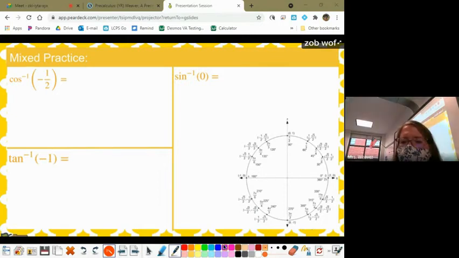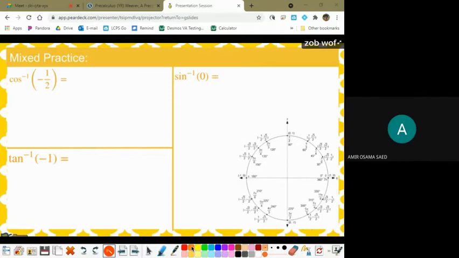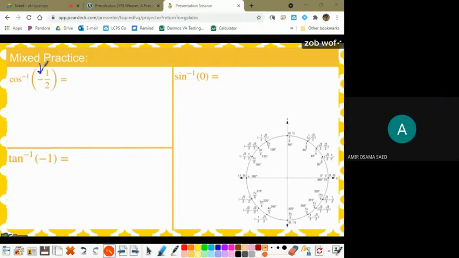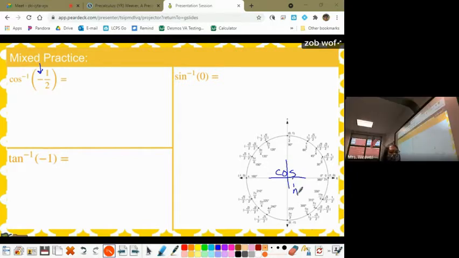Okay, talk us through it, Amir. What are you going to do? What do you see? So when I saw the -1/2, then I started looking in quadrant 2 and 4. You said quadrant 2 and 4. It is not quadrant 2 and 4. Cosine inverse only goes to quadrant 1 or 2.